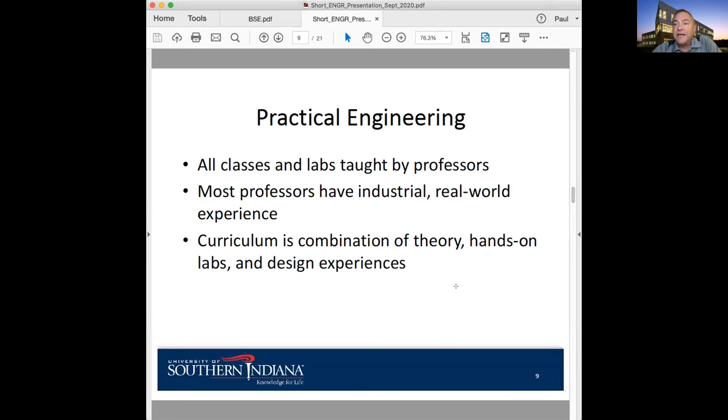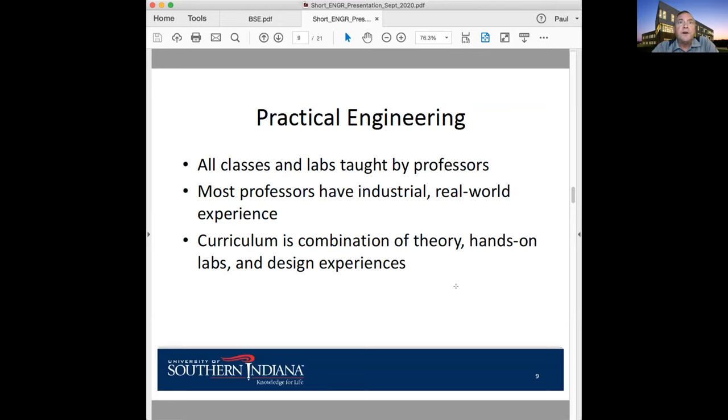All of our classes and labs are taught by professors, and most of our professors have industrial real world experience. We've got two professors that have worked for NASA. We've got professors that have worked for Vectren and Duke Energy. Myself, I've worked for a Texaco refinery and for Motorola in the early days of cell phone development.